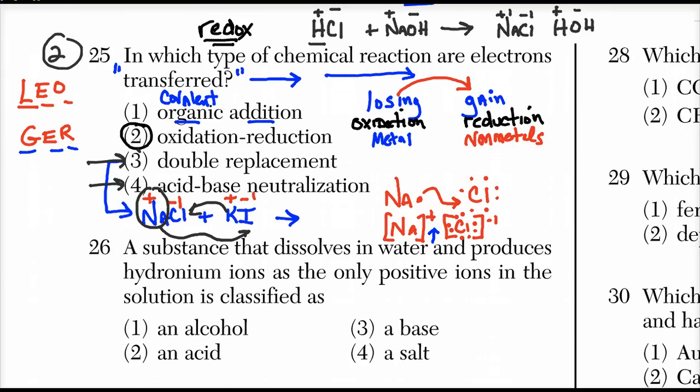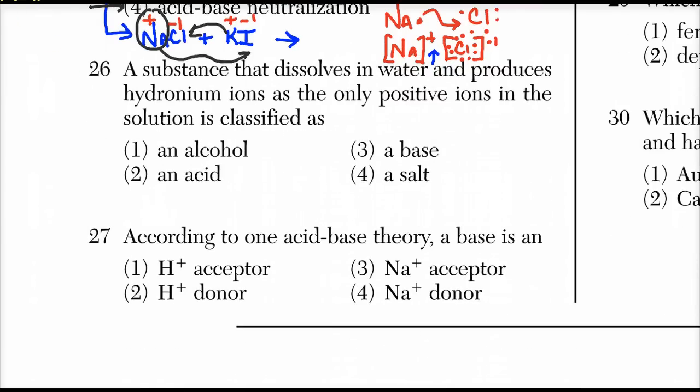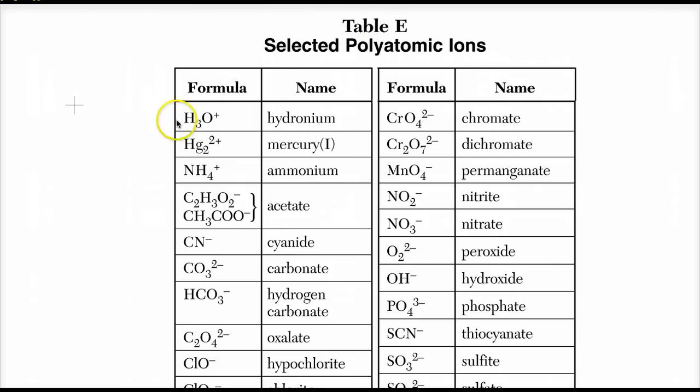Number 26, a substance that dissolves in water and produces hydronium ions. Now, this sounds a lot like hydroxide. Don't confuse yourself. The hydronium ion is listed in Table E. Table E I call the what-the-heck-is-that table because you may run into things that you forget. The hydronium ion is listed right there, H3O plus. It sounds a lot like the hydroxide, but don't confuse them.